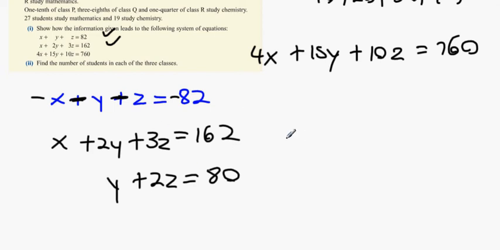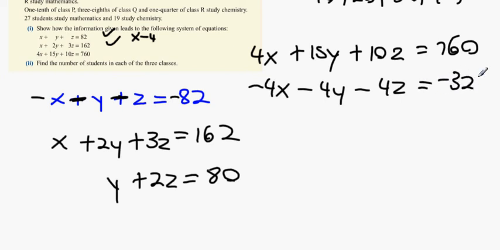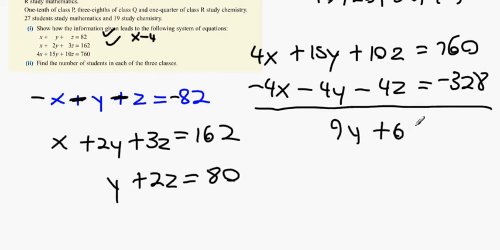The next one we might use is minus 4 times the first one. Multiply the first one by minus 4. We're going to get minus 4x, minus 4y, minus 4z. And what's minus 4 times 82? Minus 328. Put these together and what we're going to get is 9y plus 6z equals 760 minus 328, which is 432. Huh? It is 11y, excuse me. You're right, thank you. Sorry, 15y minus 4y is 11y.